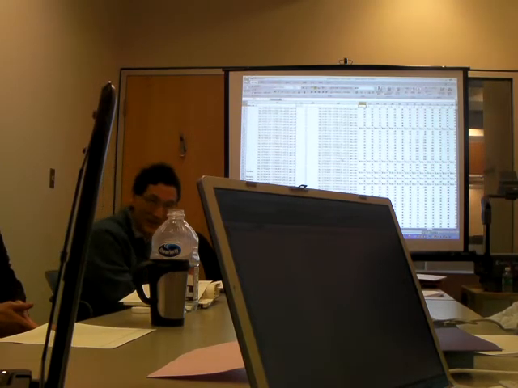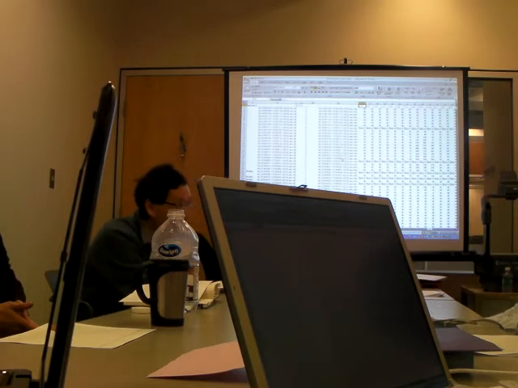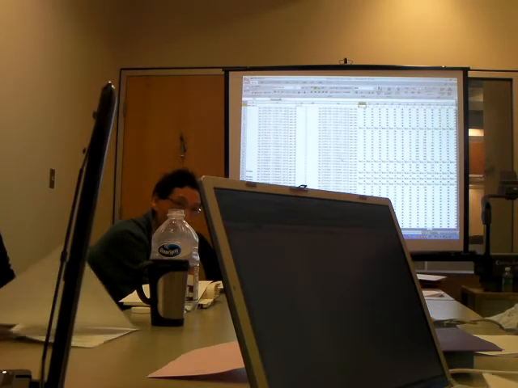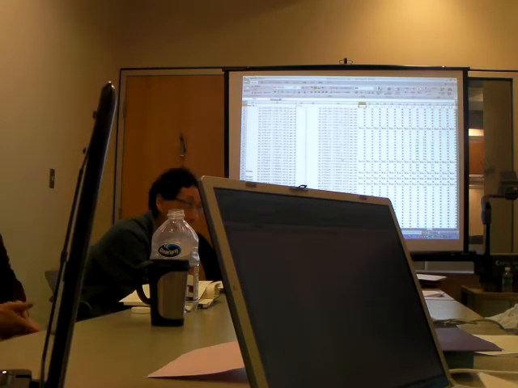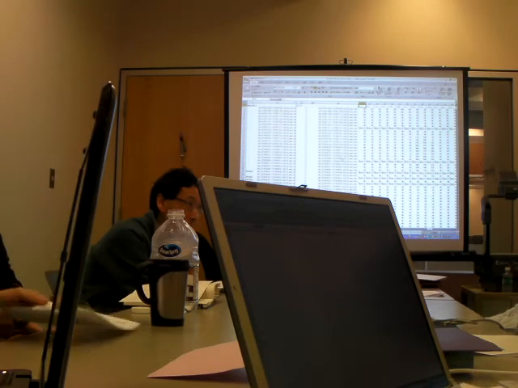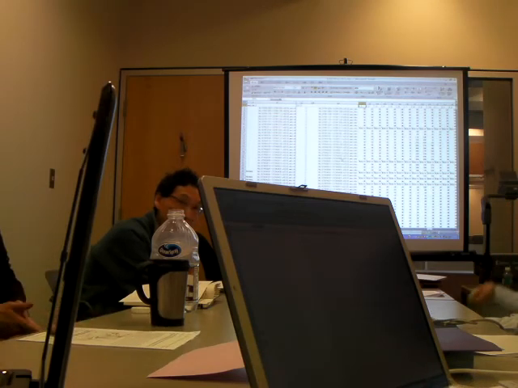XLSREAD is the function in MATLAB, so you can read from Excel sheets. I actually just opened it in MATLAB too, and it opens it up as a variable.